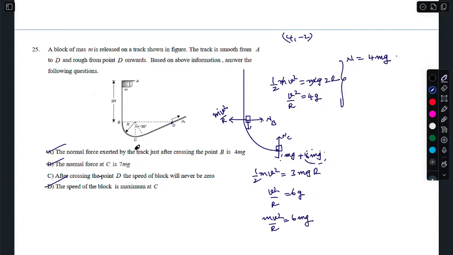Correct. See, out of A, B, C positions, speed is maximum at C. I'm still surprised. This is also an easy question. How many did not do this question? Raise your hands. Why? How many steps? Each option one step.